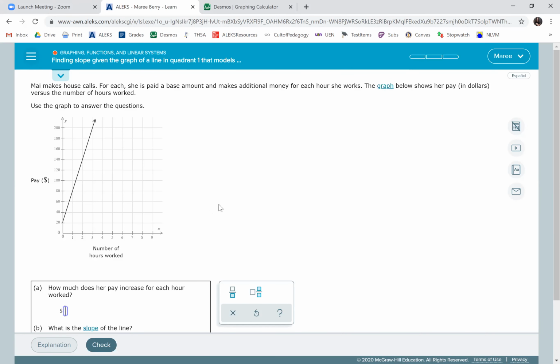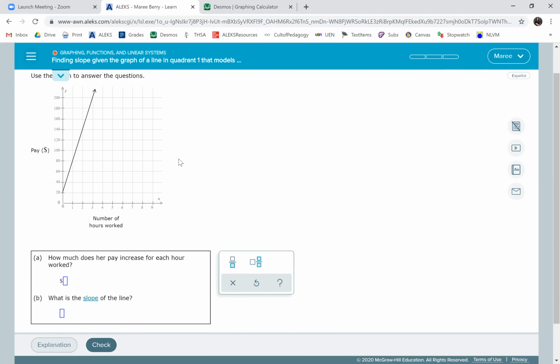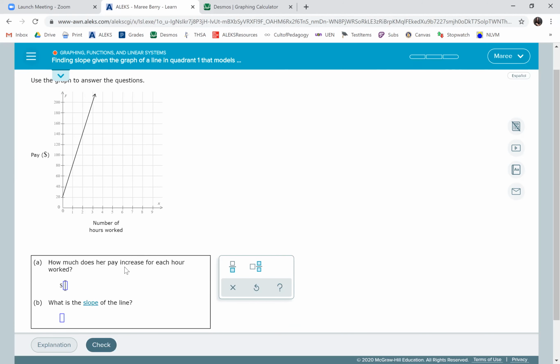Okay, so this girl makes house calls. For each, she is paid a base amount and makes additional money for each hour she works. The graph below shows her pay in dollars versus the number of hours worked. Use the graph to answer the questions. How much does her pay increase for each hour worked?